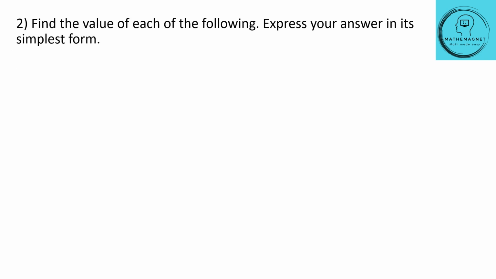Let's look at the second question. Find the value of each of the following. Express your answer in its simplest form. The first question, 8 by 9 divided by 4. We'll write it as 8 by 9 into 1 by 4. And we can cancel out 4 and 8 as 1 and 2. So it will become 2 into 1 by 9 into 1, which is equal to 2 by 9.